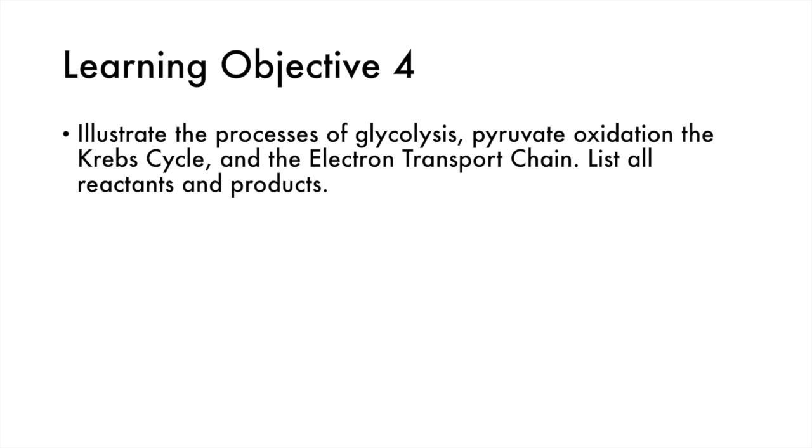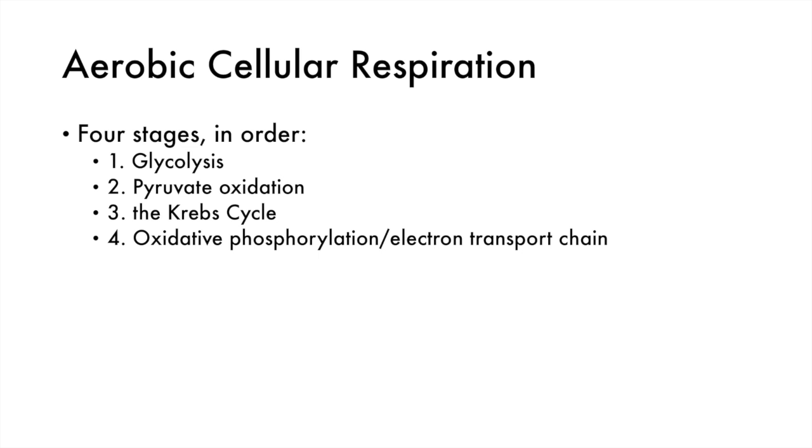All right, so for learning objective 4, we're going to see the processes that turn glucose into the energy that we need to produce ATP. And there are 4 stages called glycolysis, pyruvate oxidation, the Krebs cycle, and the electron transport chain. And we're going to go through all of them, and we're going to see what goes into and comes out of each of these processes. What are all of the reactants that go in and the products that come out.